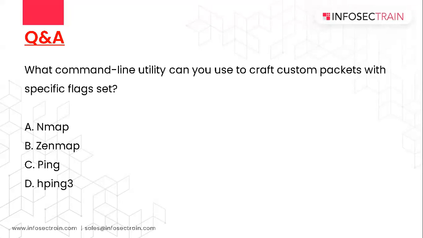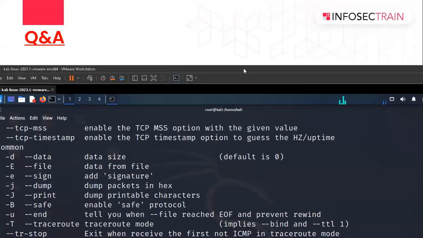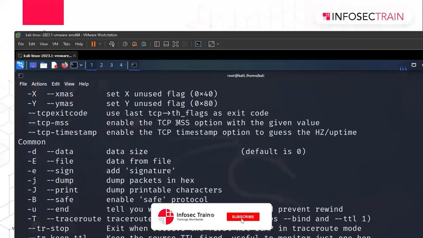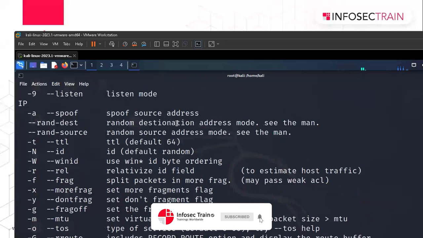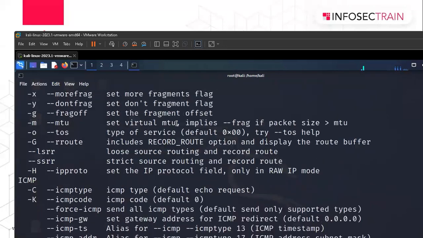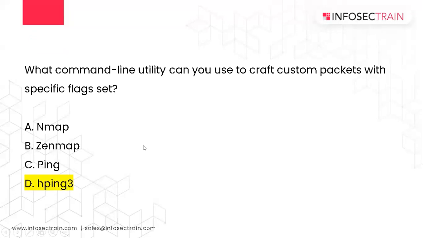So over here, this is what we are having, hping3, which contains all these many options inside it. So the correct option is option D, hping3.